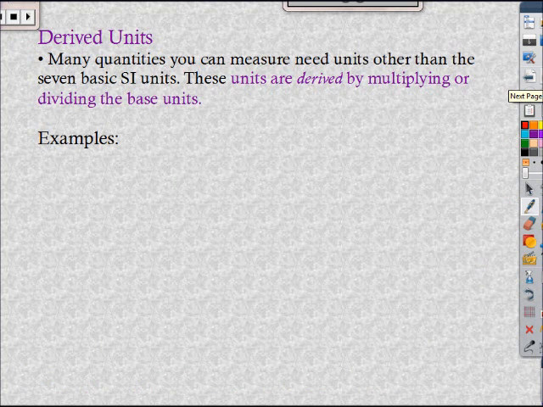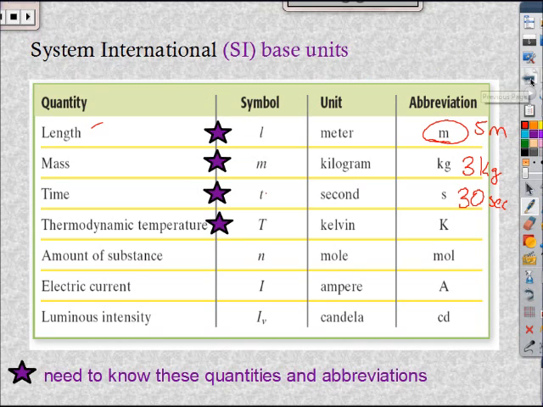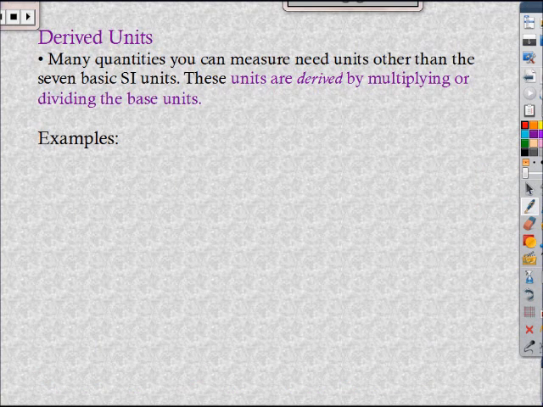We also have things called derived units in SI. So you might be saying, there's another unit I know I've heard of. Okay, what do you buy pop in? You buy it in a 2-liter bottle. Okay, liters is actually an SI unit. It's an SI unit of volume. But it didn't show up here for volume. So how do I measure that? It's because it's called a derived unit.